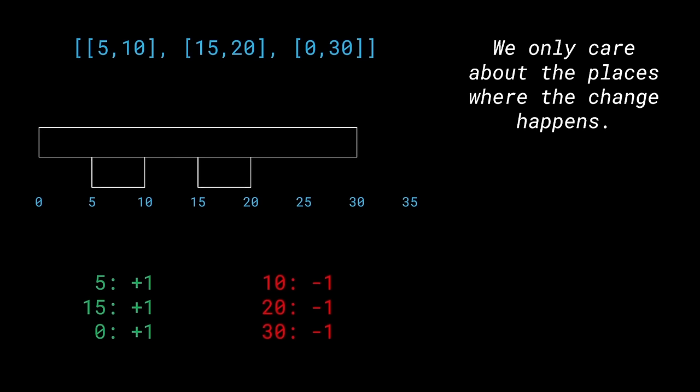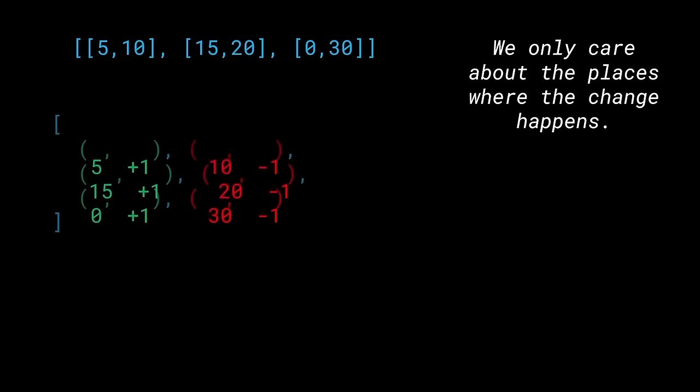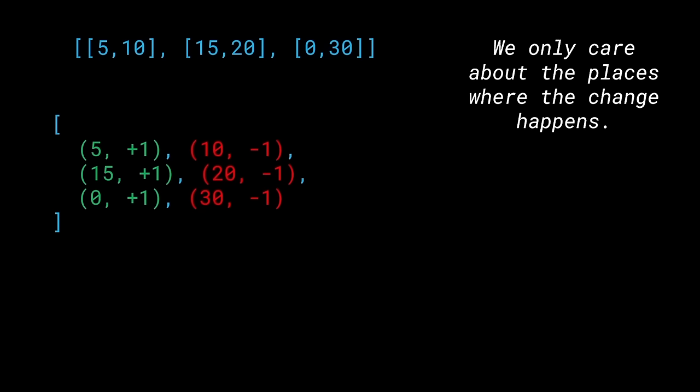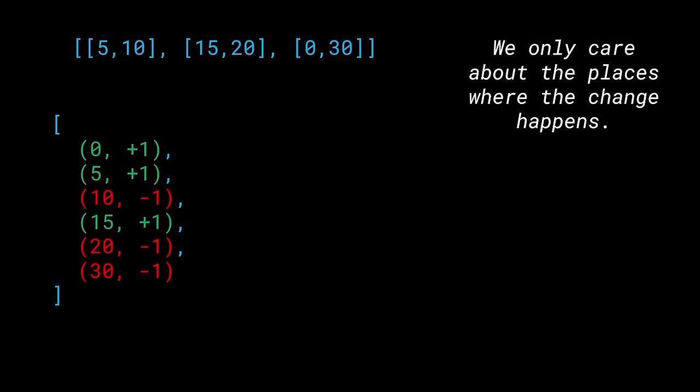So now what we can do is we can go ahead and write them in a better format, and we're going to create a tuple of the time, comma, the change in the meeting rooms required. Now the next step we're going to do is pretty simple once you understand what's going on. The only thing we're going to do is we're going to sort all of these numbers by their times. So 0 comes first, then 5, 10, 15, 20, and 30. Remember, this is the way we discussed in the initial example as well. This is how we are going to look at the problem.